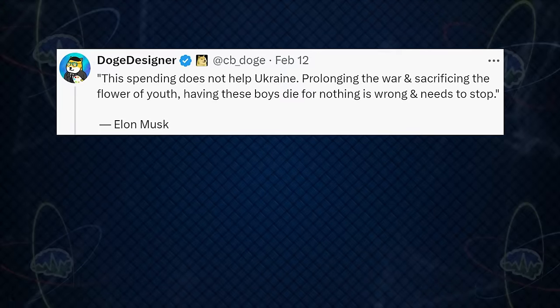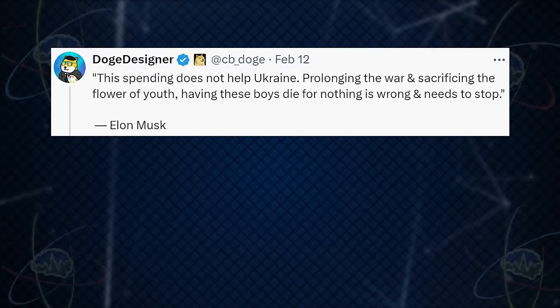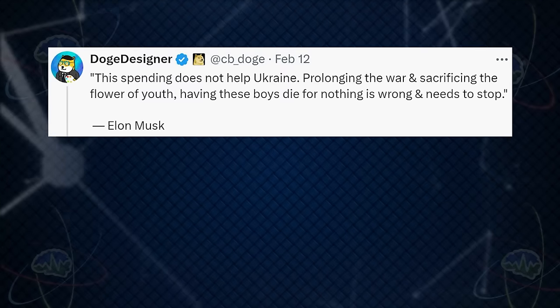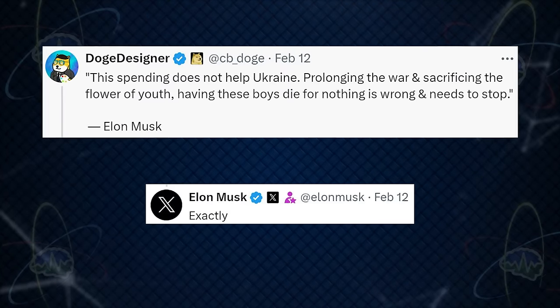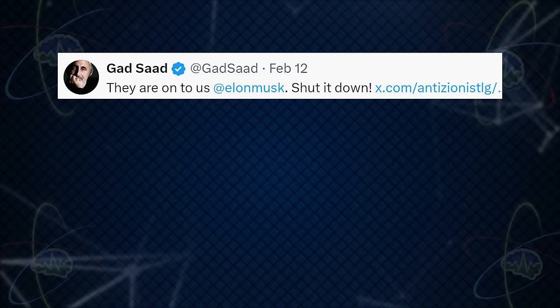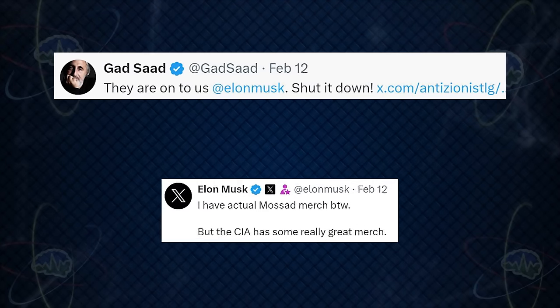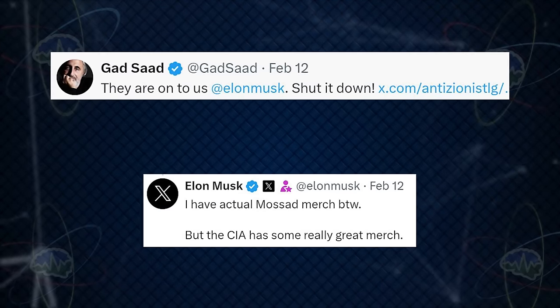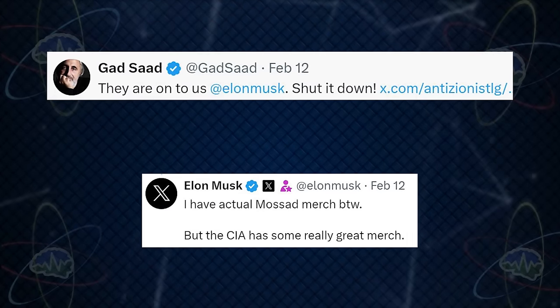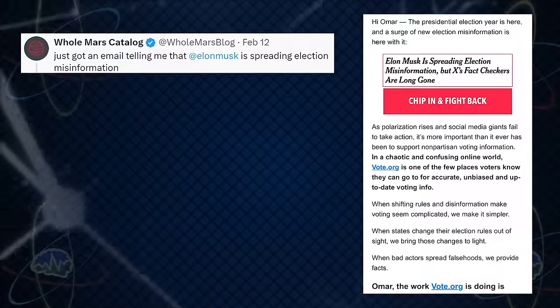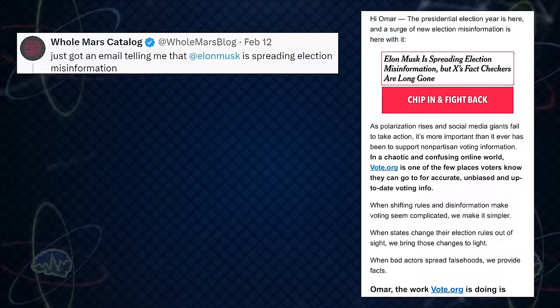Doge Designer puts out a quote from Elon saying, this spending does not help Ukraine. Prolonging the war and sacrificing the flower of youth, having these boys die for nothing is wrong and needs to stop. And that's a quote from Elon Musk, and he agrees with himself. He says, exactly. Godsad says, they are onto us, Elon. Shut it down. And Elon says, I have actual Mossad merch, by the way, but the CIA has some really great merch.